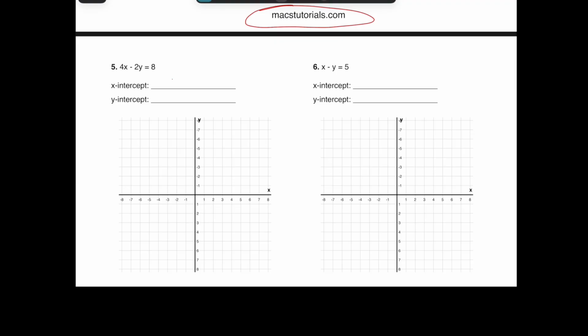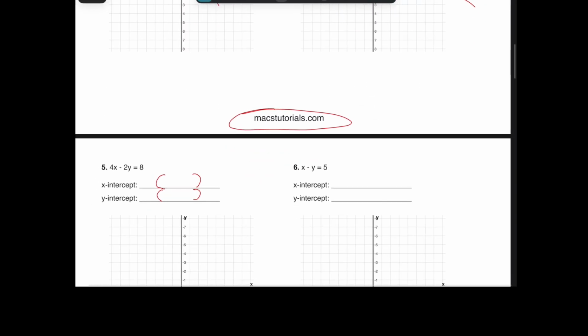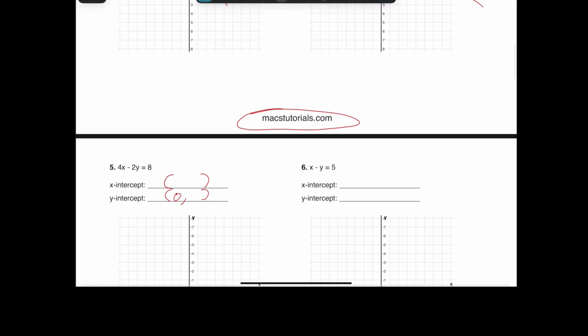Again, finding the intercepts. When I do these, remember, it's going to be x equals 0 when I'm looking for the y-intercept, and it's going to be y equals 0 when I'm looking for the x-intercept, okay? So let's go ahead and do it. I'm going to plug in 0 here, and I'm going to get a negative 2y equals 8. Divide each side by negative 2, and I'm going to get y equals negative 4. So when you plug x in as 0, your y is going to be a negative 4.